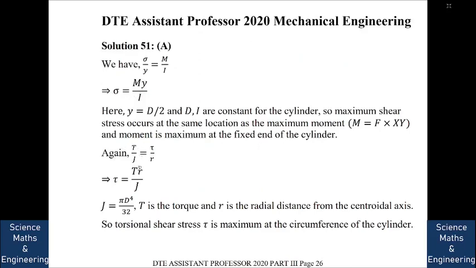Again, T by J is equal to tau by R, which implies tau is equal to TR by J. Now J we know as pi d to the power 4 by 32. T is the torque and R is the radial distance from the centroidal axis. So torsional shear stress tau is maximum where? At the circumference of the cylinder.